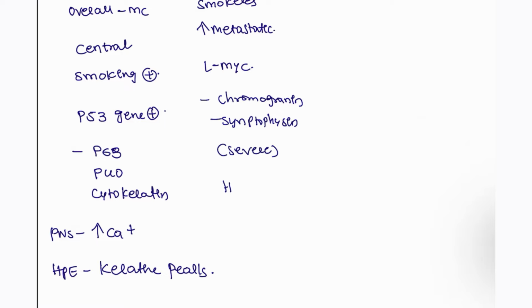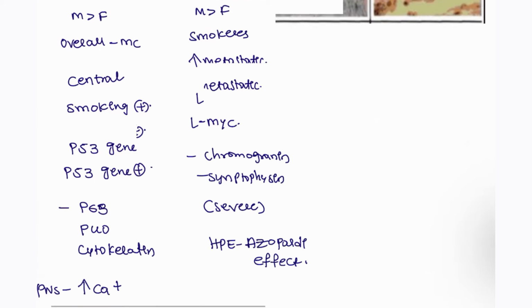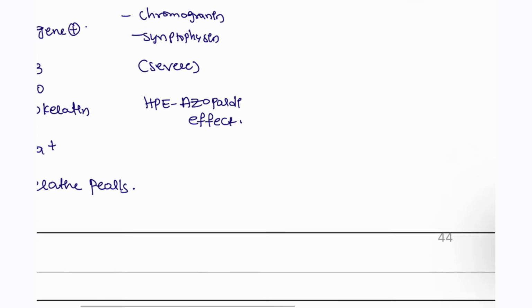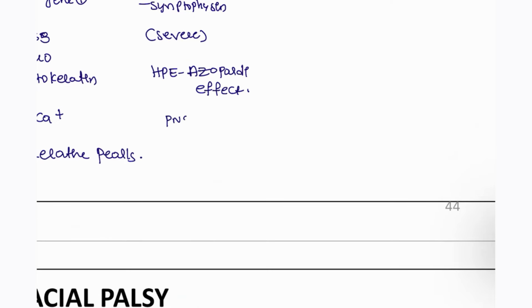And on histopathology, you are going to see the Azzopardi effect. You are going to see the Azzopardi effect for this patient. Okay, and in small cell lung carcinoma, this Azzopardi effect is going to be seen. Next, paraneoplastic syndrome. You are going to see SIADH and also Lambert-Eaton syndrome, and Cushing will be present in this patient.